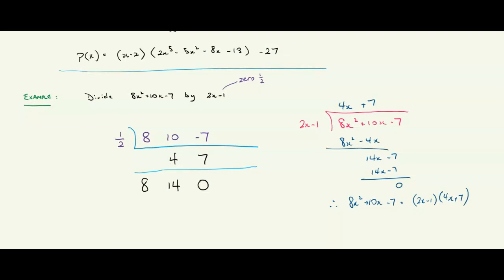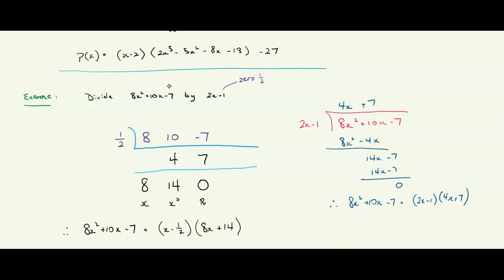I've got an 8 and a 14. Now, I've divided a quadratic by a linear, so this is a linear expression. This will be 8x, and this will be x to the naught, and this is my remainder. So what this says to me is that 8x squared plus 10x minus 7 is equal to, well, this half says not 2x minus 1, it says x minus a half to me. Right, that's what it reads, and 8 and 14 read 8x plus 14.